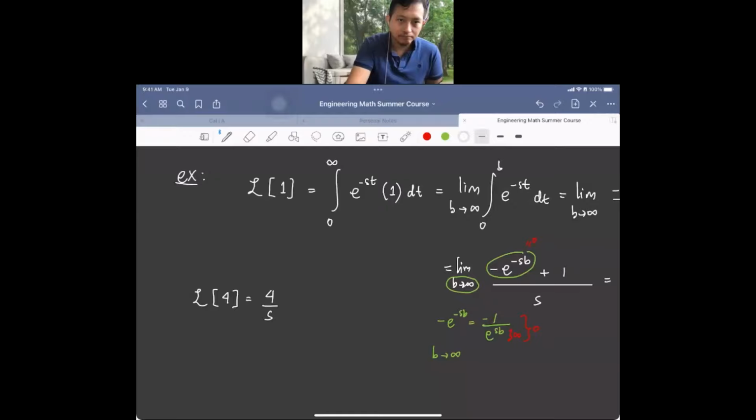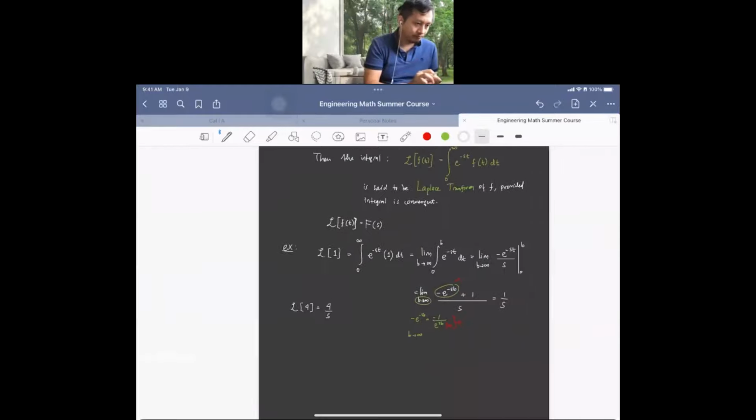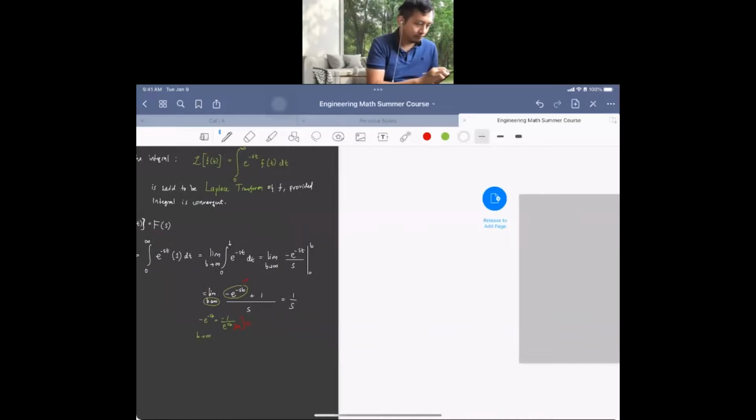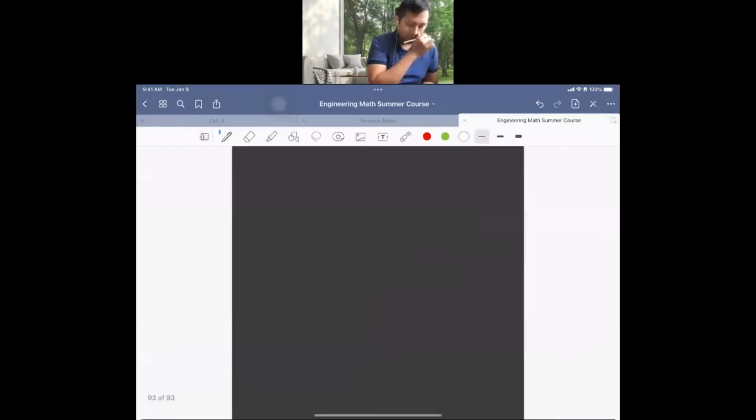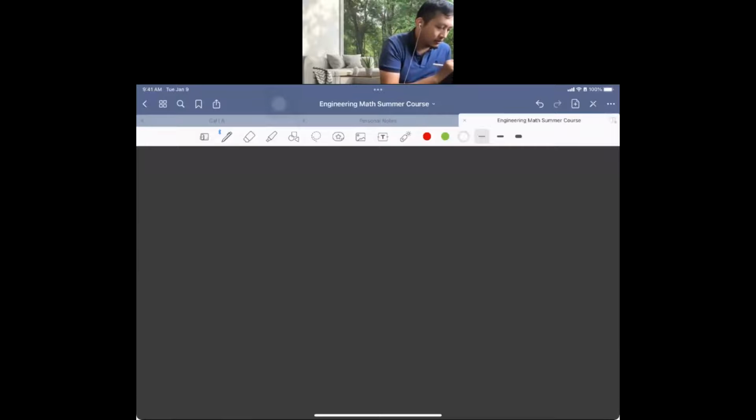Okay, let me move on. Maybe keeping a concept: if you have e with the power of lambda t, where lambda is an arbitrary constant.